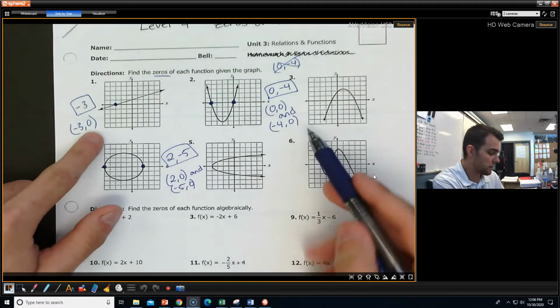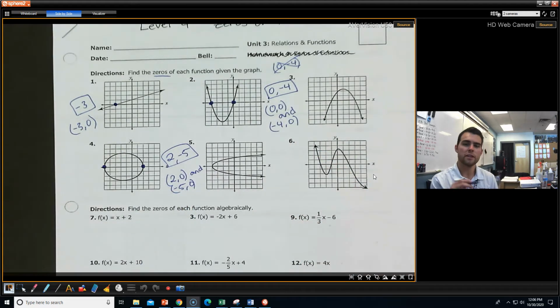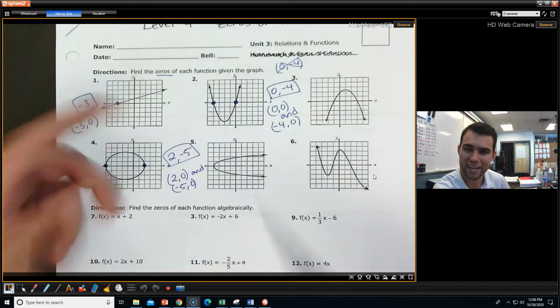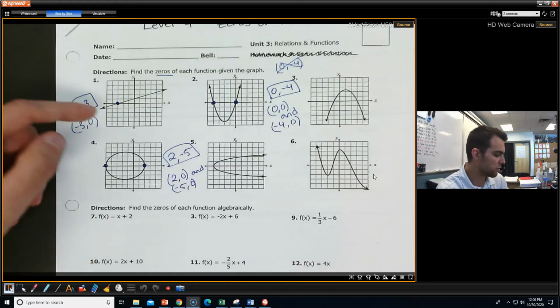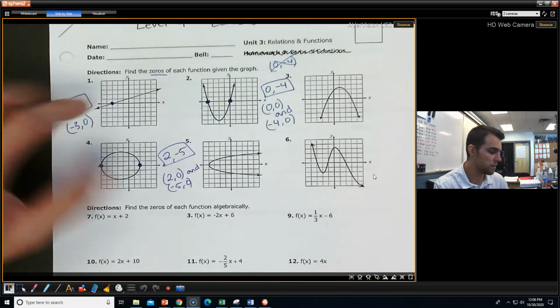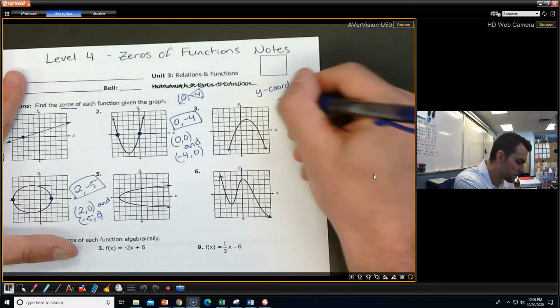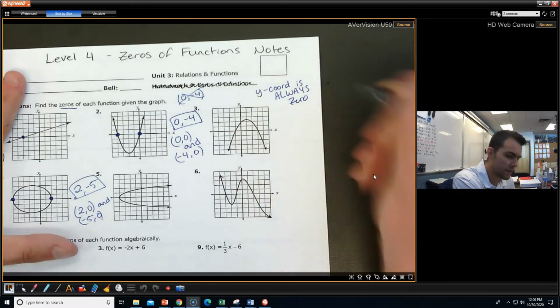All right, we're back. If you look, all the y-coordinates are 0. And in fact, that's true. The y-coordinate's always going to be 0 when we're finding the zeros of each function, which is kind of odd, right? That's why we call it the zeros. All we are doing is really, if we're looking where it crosses the x-axis, the y-coordinate is always going to be 0. Okay? Maybe we write that to the side. Y-coordinate is always 0.